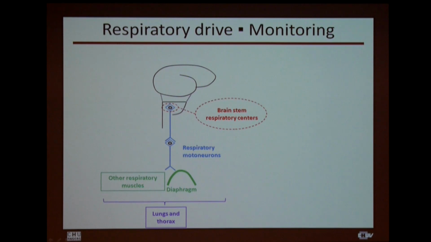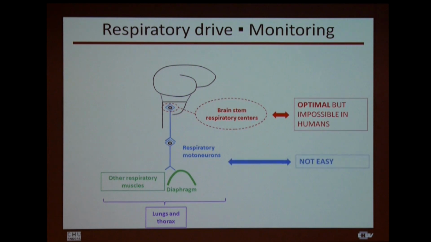To monitor respiratory drive, the optimal solution would be to record directly at the brainstem respiratory centers level. However, as you know, it is not possible in humans. As an alternative, we could record the electrical signal at the respiratory motor neurons level. This is possible, but not easy at the bedside.